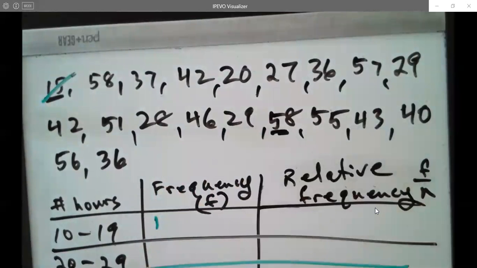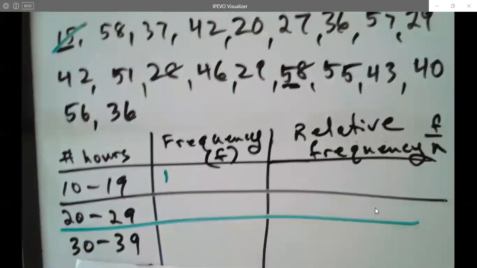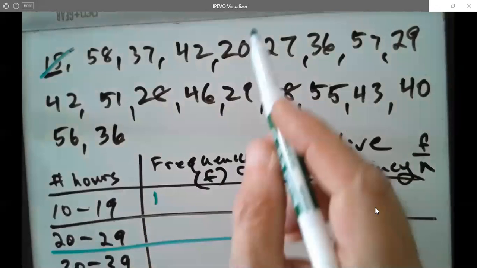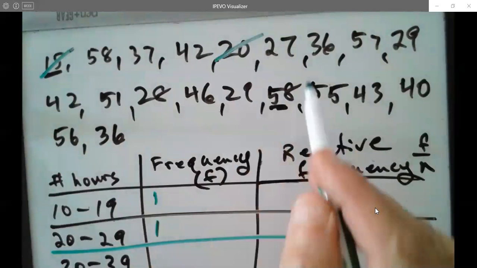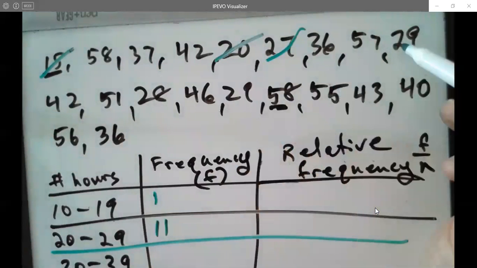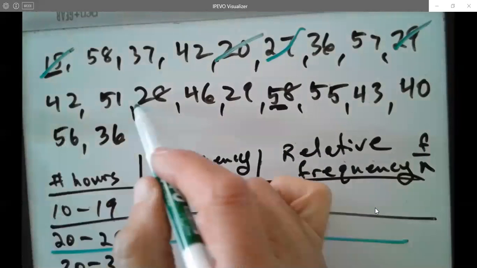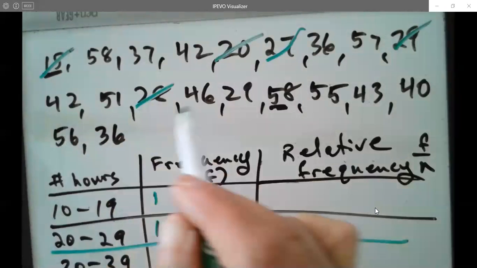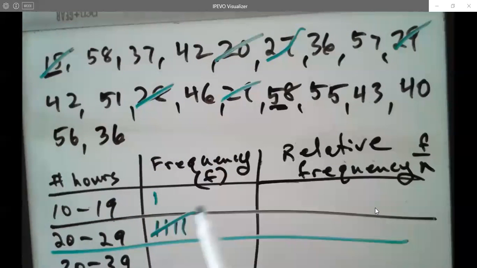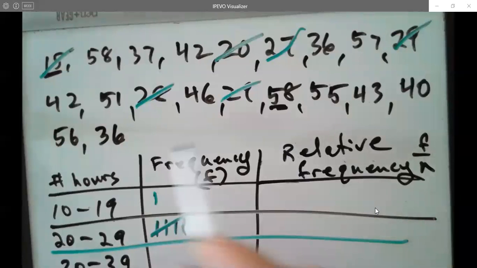Now we're looking at items from 20 to 29, so in the 20s. Here's 1, 27, that's another one. So we're tallying these up. 29, that's another one, and 28, that's another one, 29. Every 5, we put a bar over it. And that's all.